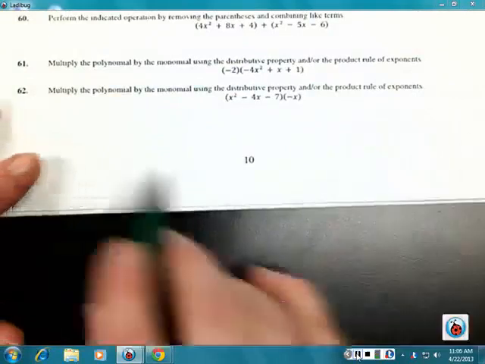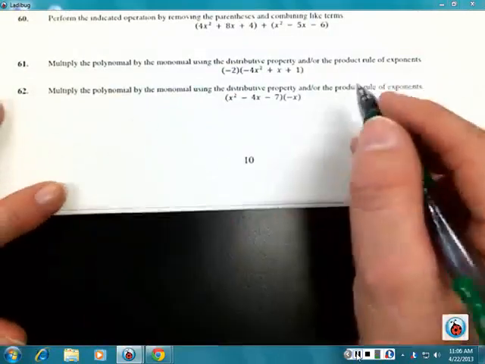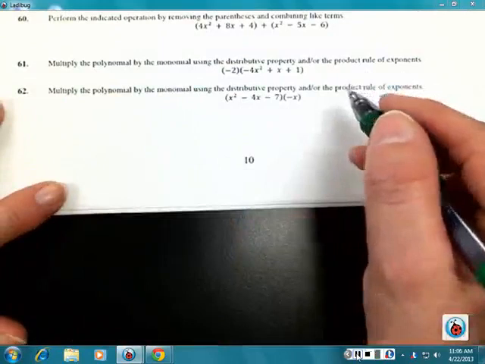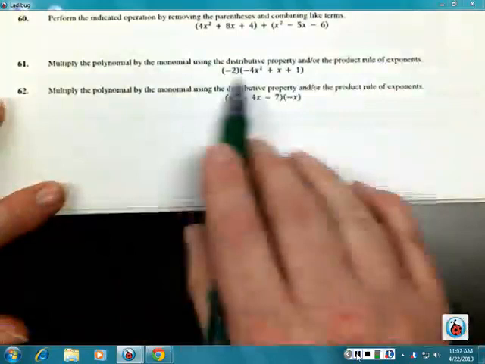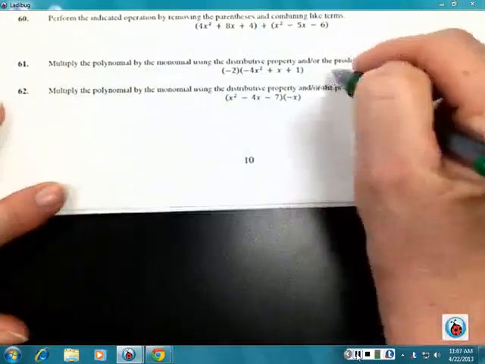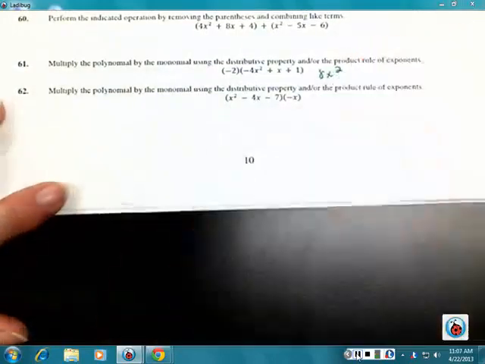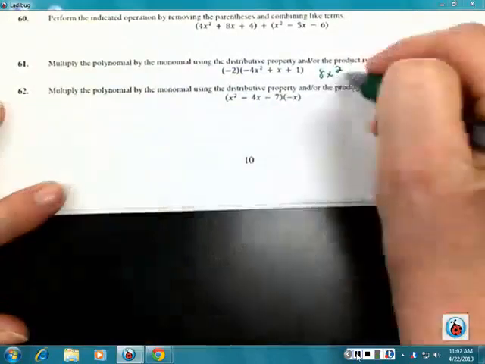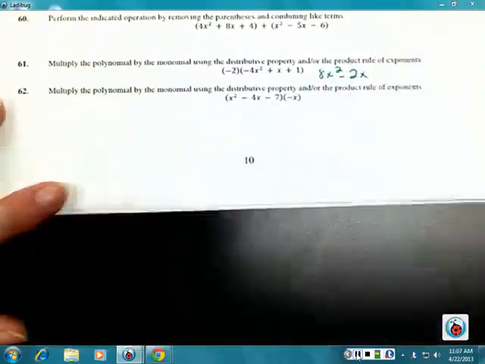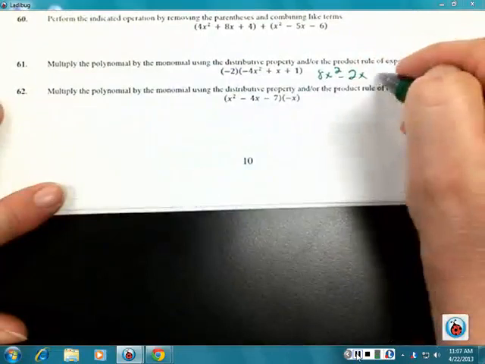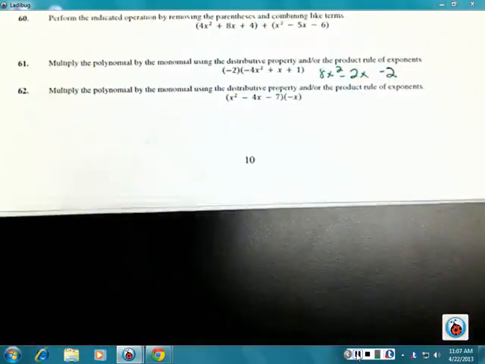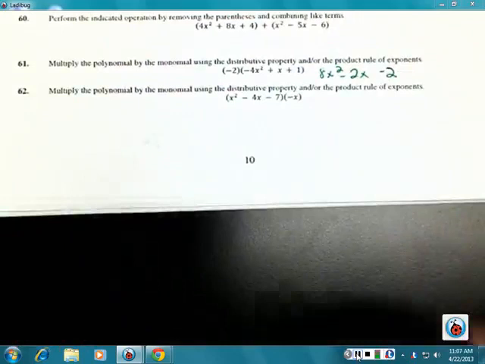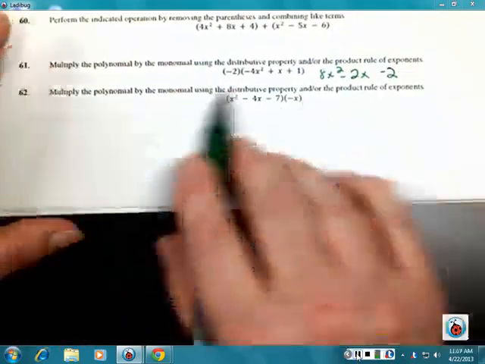So you go negative 2 times 4x squared, negative 2 times x, and negative 2 times 1. Okay, what's the answer going to be? Negative 2 times 4x squared is positive 8x squared. Yep. Negative 2 times x is minus 2x. Negative 2 times 1 is negative 2. Yes. I do that sometimes. Stupid mistakes like that. You just get going and you forget what you're doing. It's just dumb. 62 is yours.